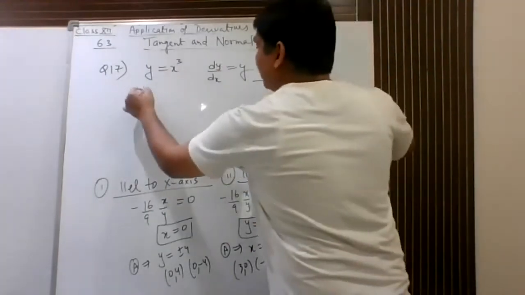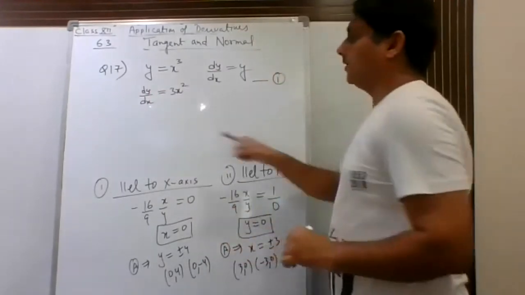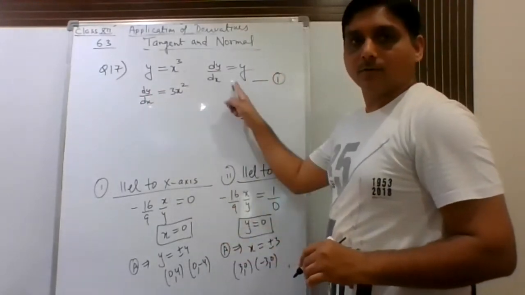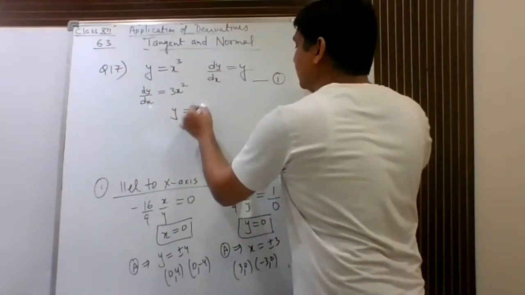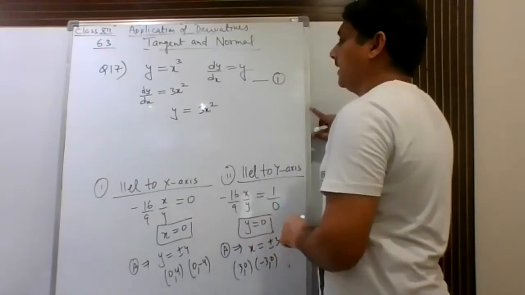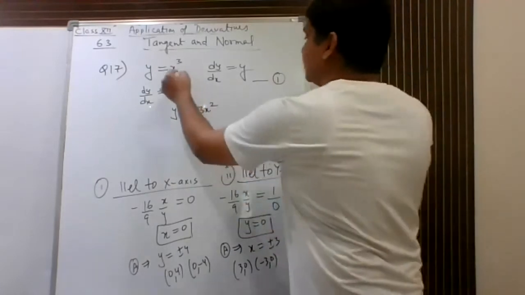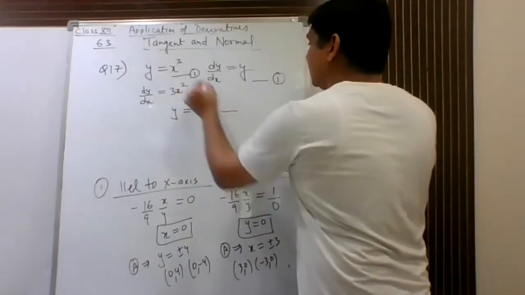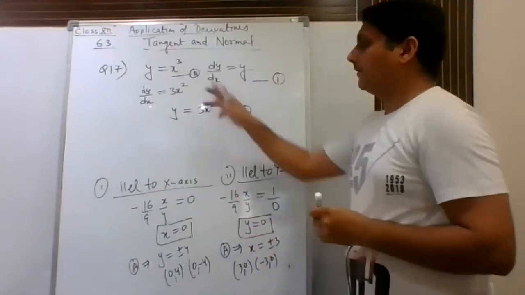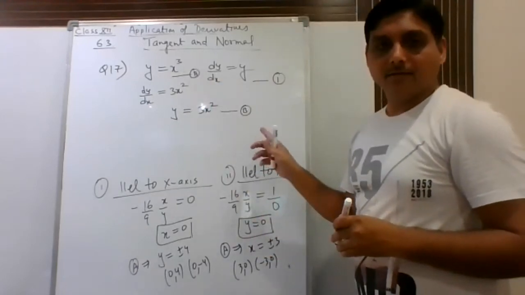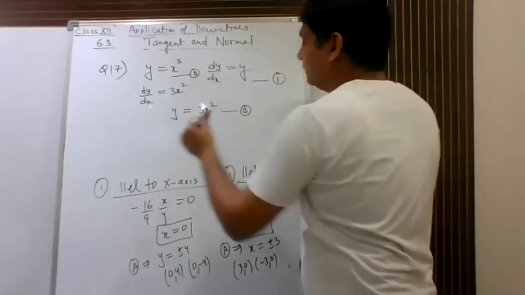Now when you take the derivative of this curve, this will become 3x squared. This is also the slope of the tangent, so we can equate them. When you equate them, you will get y is equal to 3x squared. Call this number 1, call this equation A, and call this one equation B. Now we have to solve A and B simultaneously to get the values of x and y.